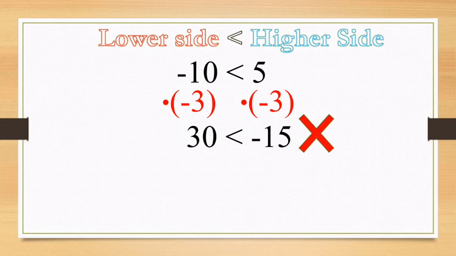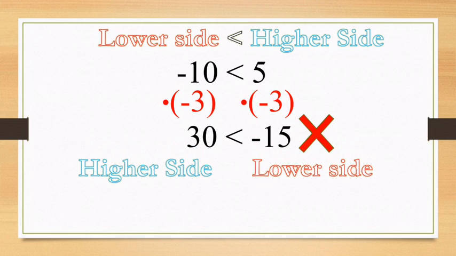And 30 is not less than -15. That is not a true statement. I've changed the polarity of the sides because I multiplied by a negative on both sides. So I just have to remember to flip the sign, okay? And then that will make the statement true. 30 is greater than -15. Okay, easy switch, flip the sign.